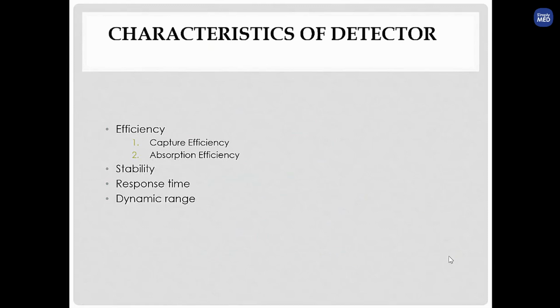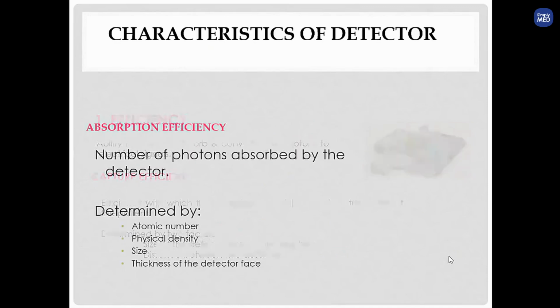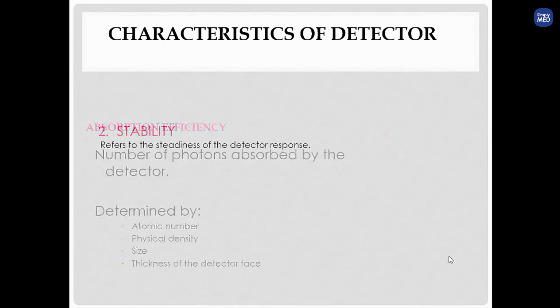Efficiency is how efficient the detector is, its ability to capture, absorb, and convert X-ray photons to an electrical signal. Capture efficiency is the ability to capture the radiation, and that is determined by two factors: the size of the detector, and the distance between the detectors. Absorption efficiency is the number of photons the detector can absorb, which is determined by the atomic number, physical density, size, and thickness of the detector face.